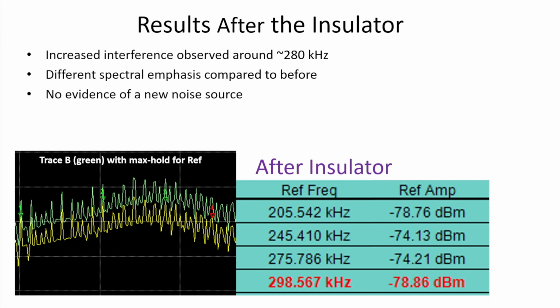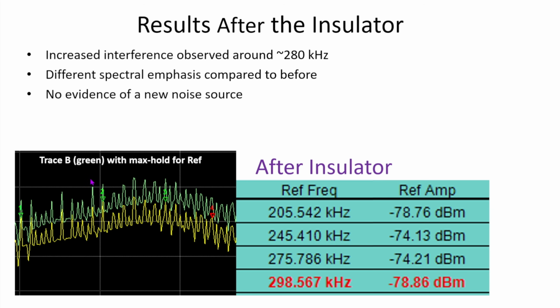Now, let's look at the spectrum after the insulator. Here, we see a different dominant feature, a noticeable increase in interference around 280 kHz. At first glance, this might suggest a new noise source. However, when we compare the before and after insulator measurements, a clear pattern emerges.